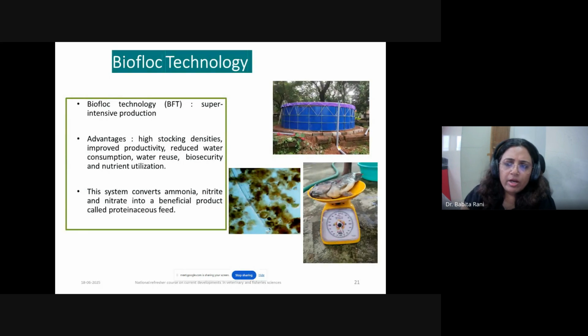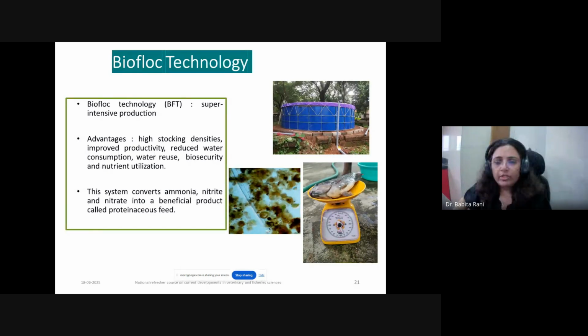Any small area farmer who has a very small area can start with a 5 tank system or 6 tank system. This is another reason why the Government of India is also promoting this culture technology, because it is affordable to any farmer with small scale resources.